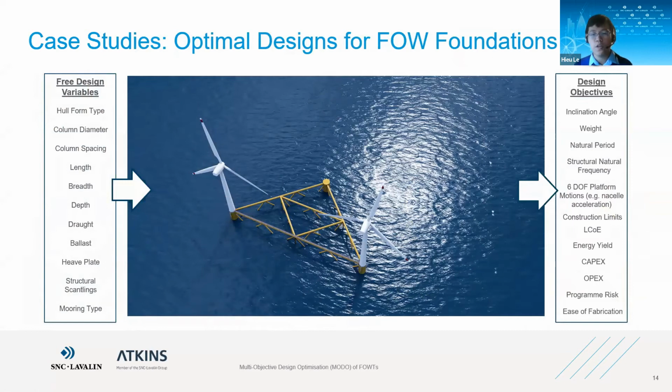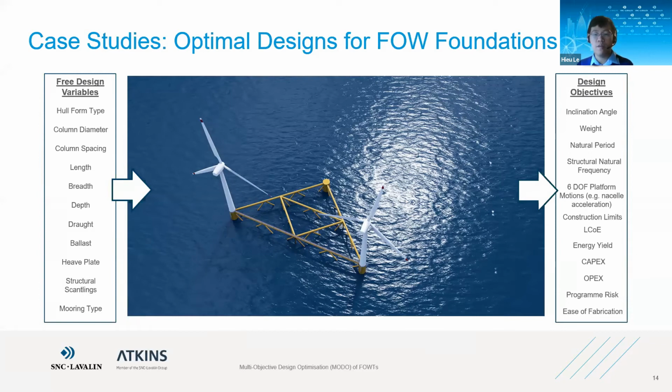For floating wind, as you can see, we put the column on the left for the design variables, and the column on the right is about design objectives. Just to provide a bit of background, especially if people are not from a naval architect background, for floating wind a number of design variables have to be considered. The first and foremost is the hull form type, whether you would use a spar, a semi-sub, or a TLP, because it's a very important thing to decide.